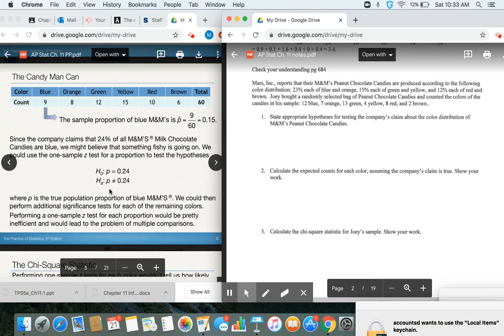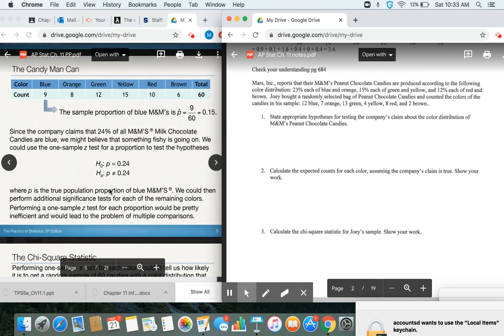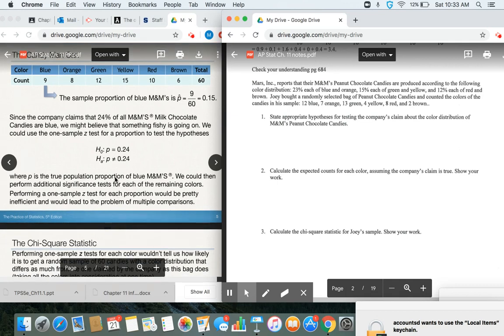So when we hypothesize, right now we're just speaking to the blue M&M, and the proportion would be 24%. That's what's said to be true. Well, we think it's something different than that. So we're going to define p as the true proportion of blue M&Ms, and we're going to test to see if our bag is significant enough evidence to say that, you know what, it really isn't 24%.